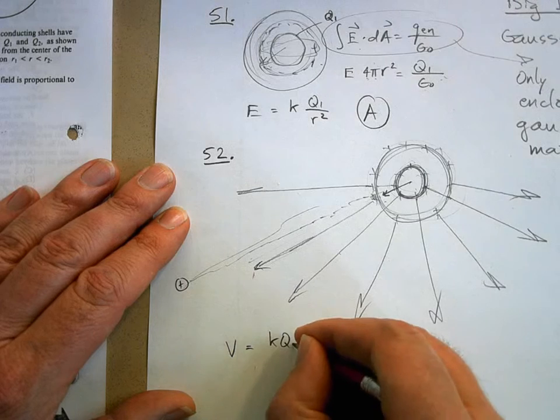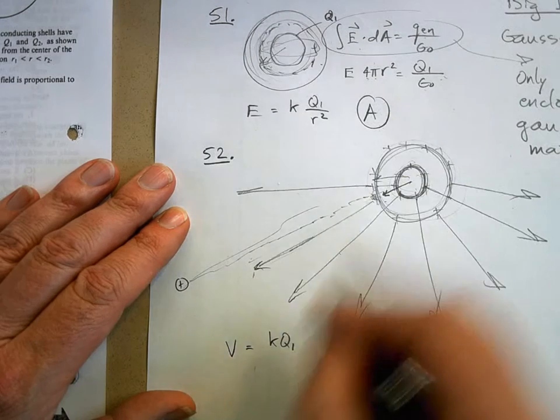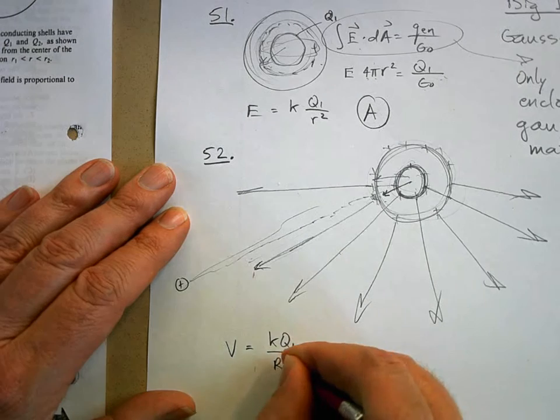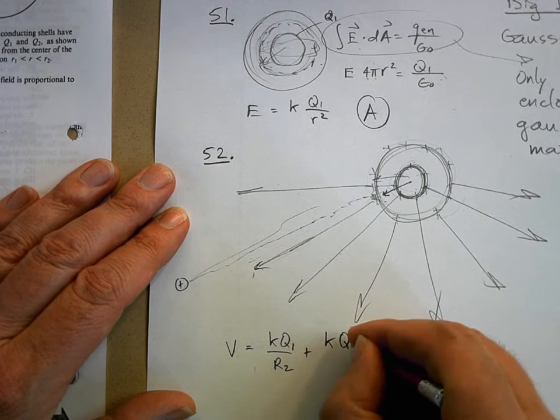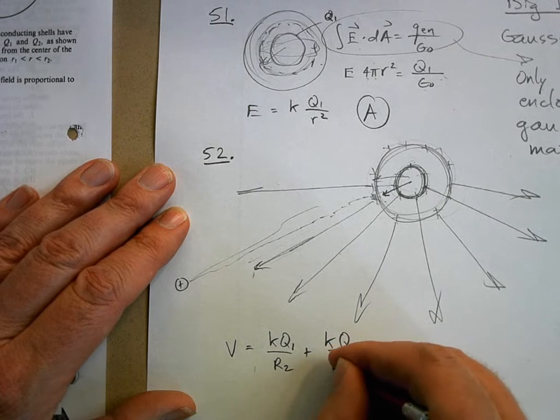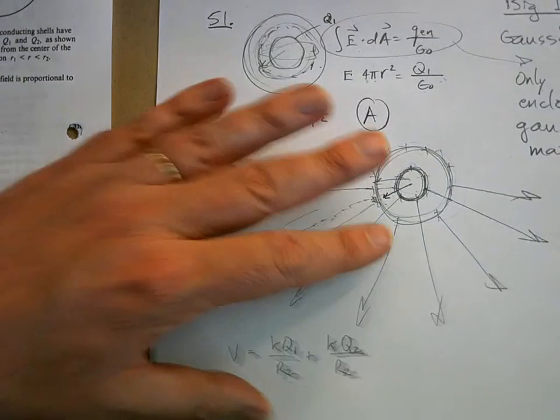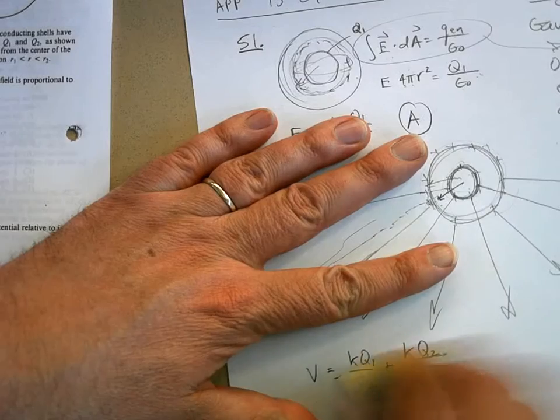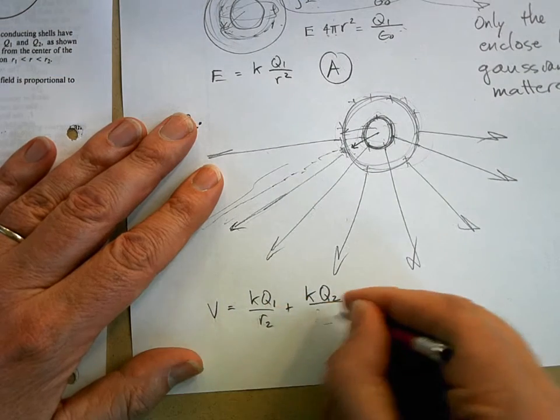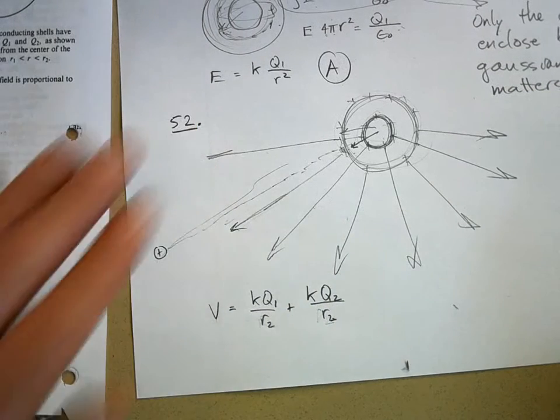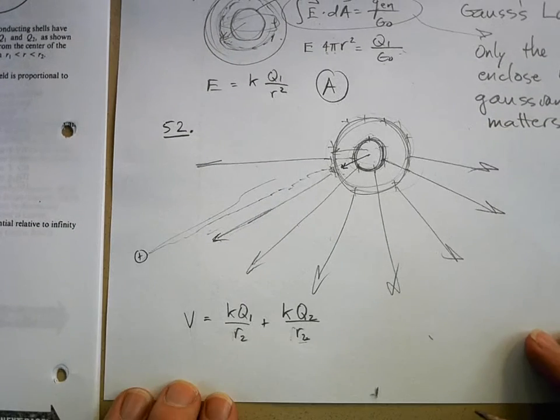KQ1 over, and this is going to be R2, plus KQ2 over R2. And I guess I should use little r2. Let me fix that. Stick with the variables that are in the problem. R2, R2. But then, look what I have to do.